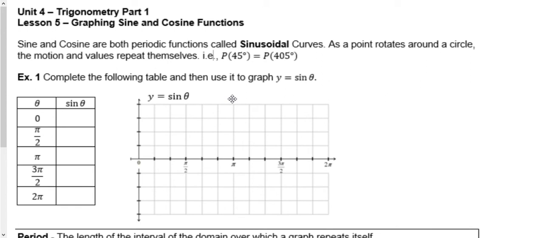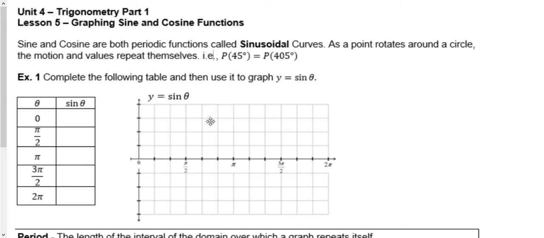So basically, in this lesson, we're going to graph our sine and cosine functions. What it ends up looking like is sinusoidal curves, so it's going to be a curve of some sort. Basically how it works is as a point rotates around a unit circle, the motion is then going to graph itself out from a unit circle onto something more of a 2D shape.